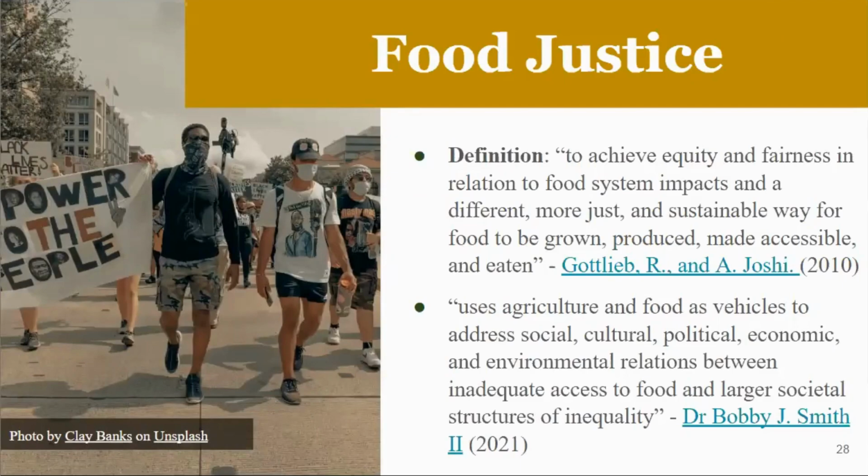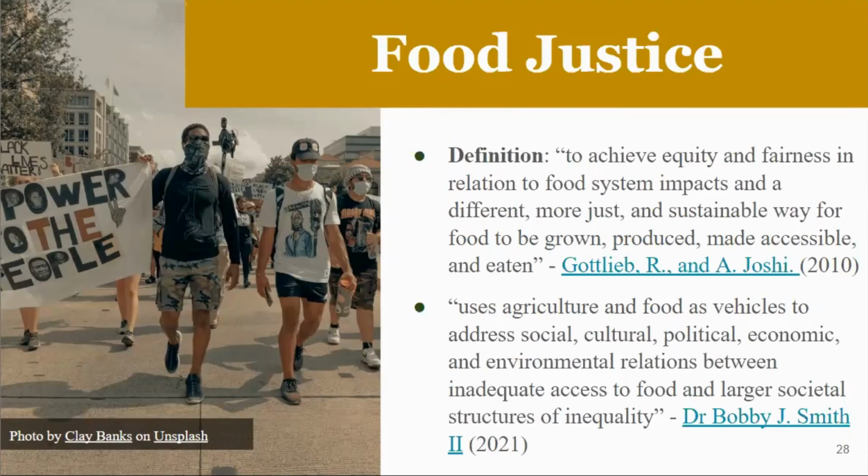So another definition that I will emphasize here is a definition of food justice: to achieve equity and fairness in relation to food system impacts in a different, more just and sustainable way for food to be grown, produced, made accessible, and eaten. Basically, food justice is all about making sure that everyone has access to the things that they need, and that every part of the food system is accessible to people regardless of where you are and what you're interested in and how many skills you have. You can get those skills and you can contribute in a way that also sustains all of us. I was talking before about economy versus environment versus social. Food justice is about making all of those things sustainable so that you can eat the food that you need to eat and grow whatever else you need to grow to make clothes or whatever else.